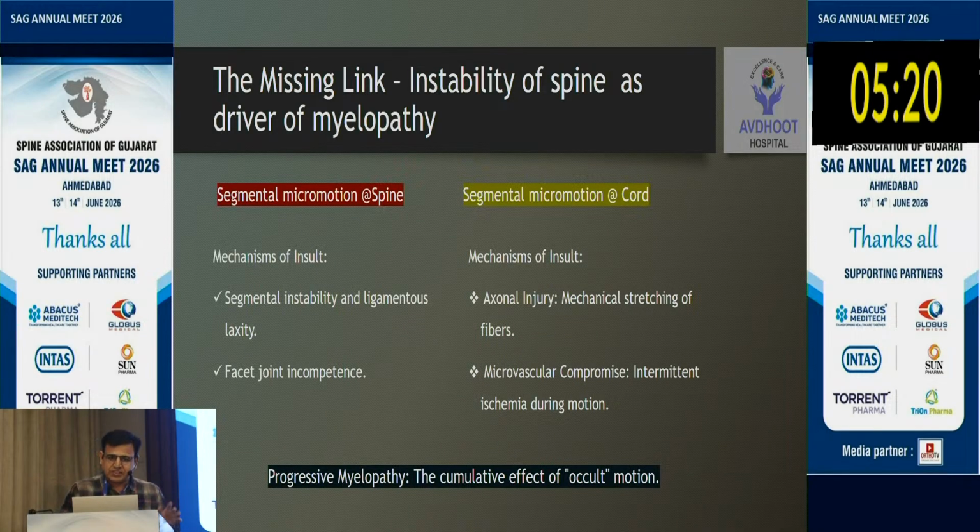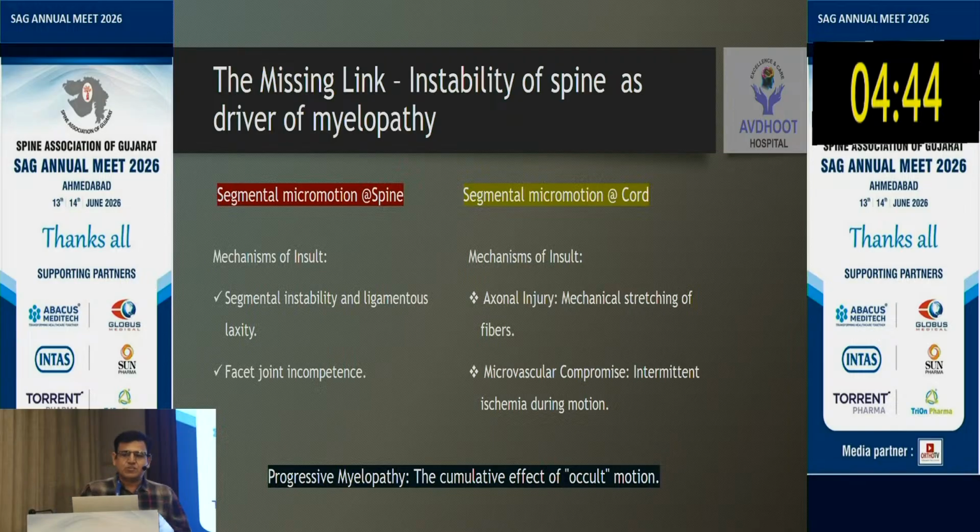So what is missing? It is the instability. Before the instability, there is a micro motion between the lower vertebra and upper vertebra, which cumulatively causes damage to the cord. So micro motion at the lower cervical spine and C1, C2 will cause significant damage to the cord. Spine instability can be because of ligamentum laxity or facet incompetence, which can cause axonal injury and microvascular compromise.